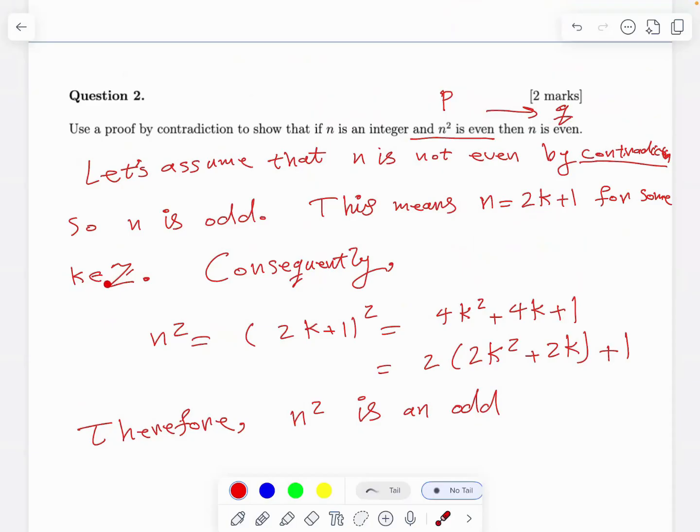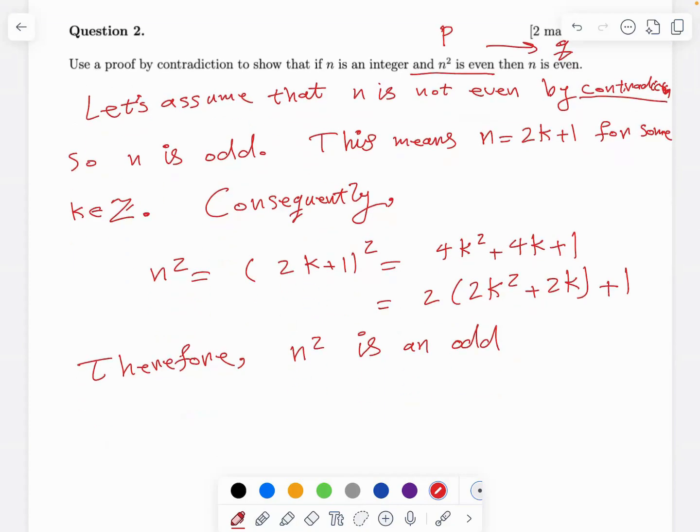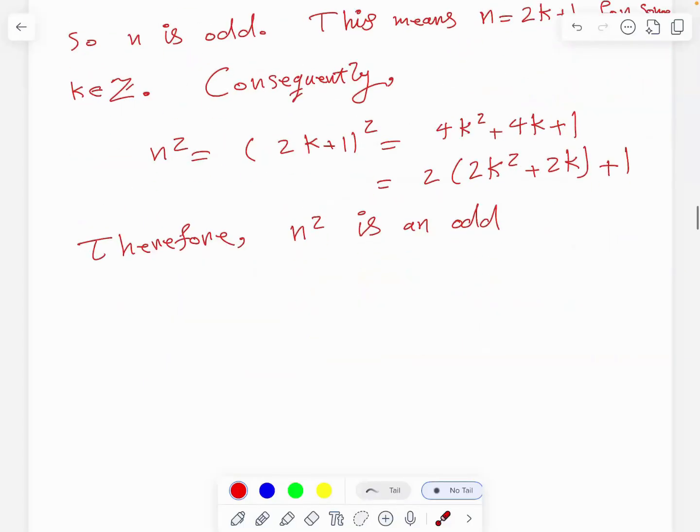You were asking what this one is? Z, the set of integers. Okay, so any odd integer is in this form.